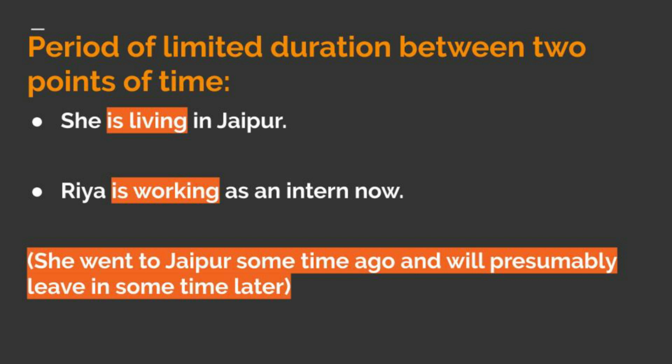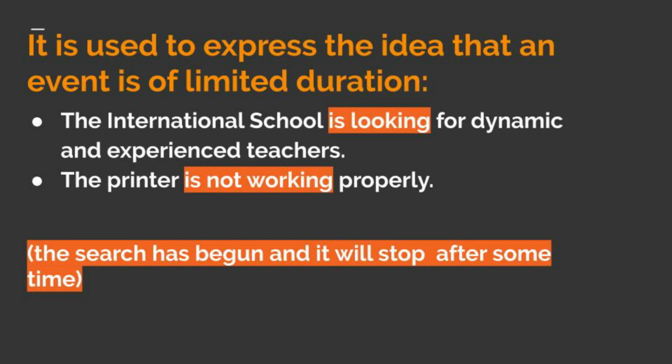Okay, between 2 points of time. Look at this. She is living in Jaipur. Now, it is talking about present, but then she went to Jaipur some time ago and will presumably leave some time later. So, it's not that she is permanently staying there. Then, the next one, Ria is working as an intern now. She's working as an intern now, but she soon might get promoted or get into a permanent job, right?